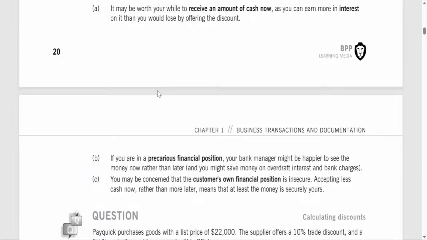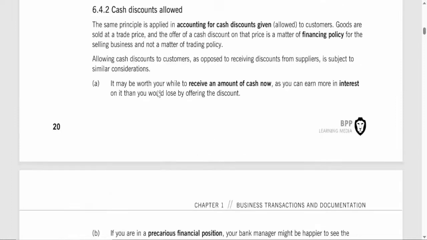3. Customer's financial reliability. If the customer's financial health seems uncertain, accepting a smaller amount immediately might be safer than waiting for the full amount later, as it reduces the risk of the customer defaulting on the payment. In summary, cash discounts are a strategic financial choice rather than a sales tactic. They allow businesses to encourage quicker payments, which can enhance cash flow and reduce financial risk, depending on the business's priorities and the customer's payment reliability.